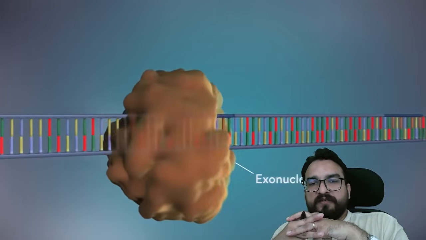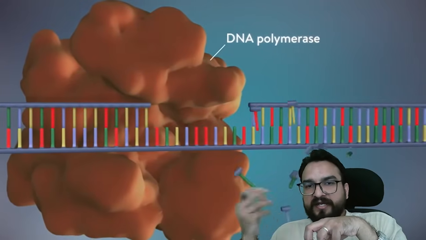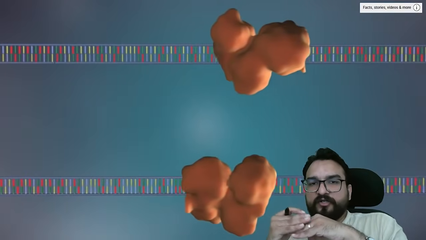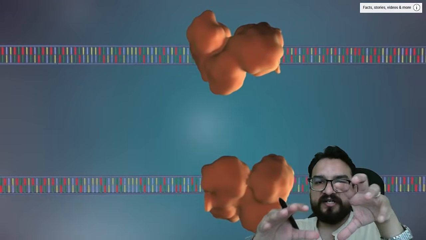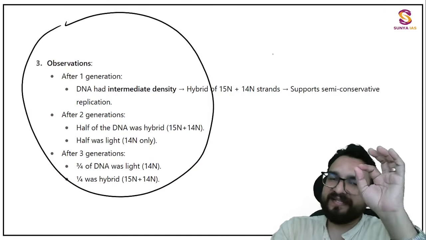Okay. Now what will be happening over here? Exonuclease will be removing the primer over here, and again DNA polymerase will be coming and adding new nucleotides over here, or adding new nitrogenous bases. Then last, DNA ligase will be coming over here, and will be sealing this replicated strand, giving the semi-conservative method. So I hope you have understood this DNA replication.